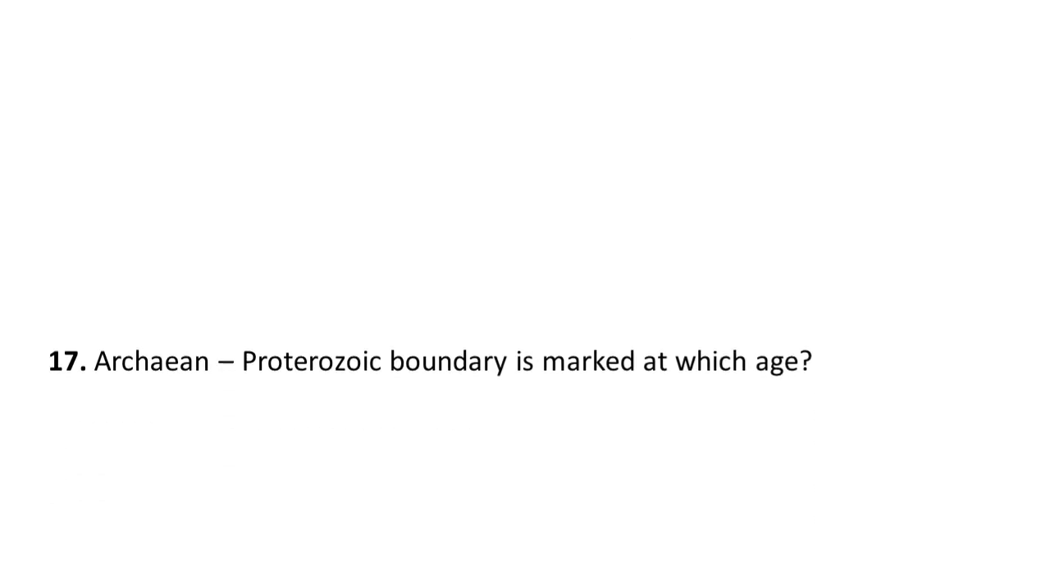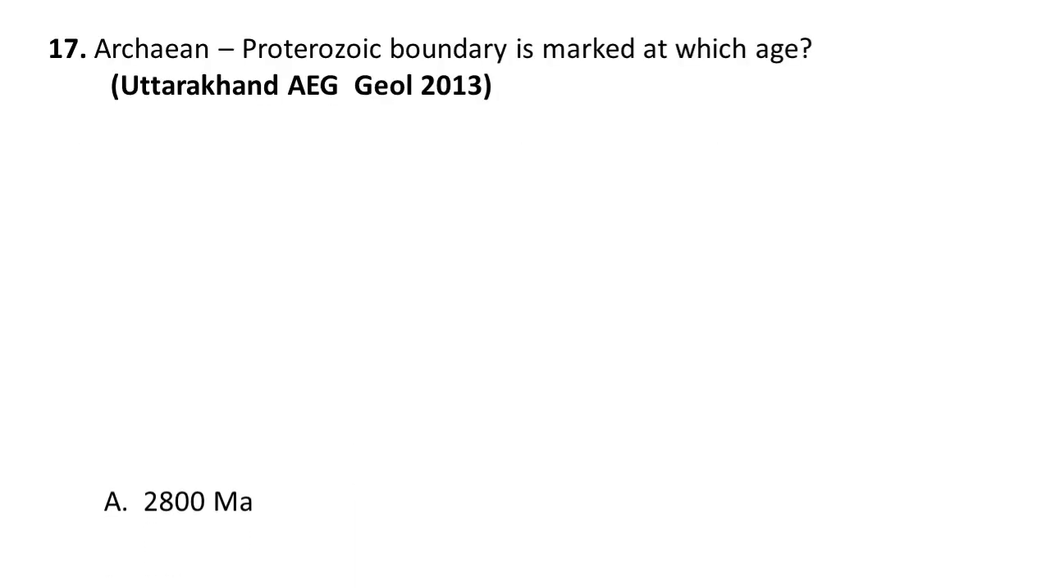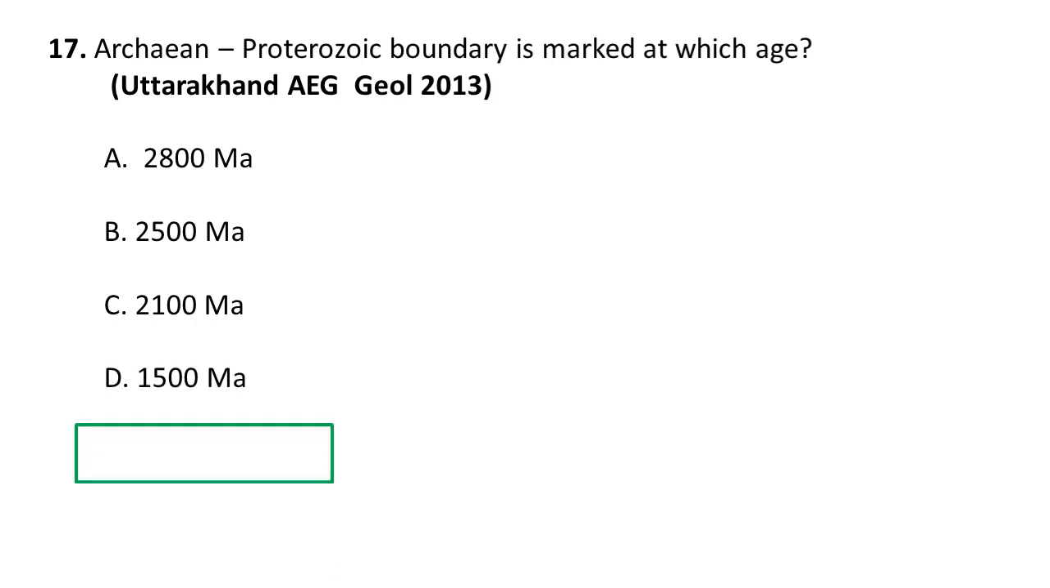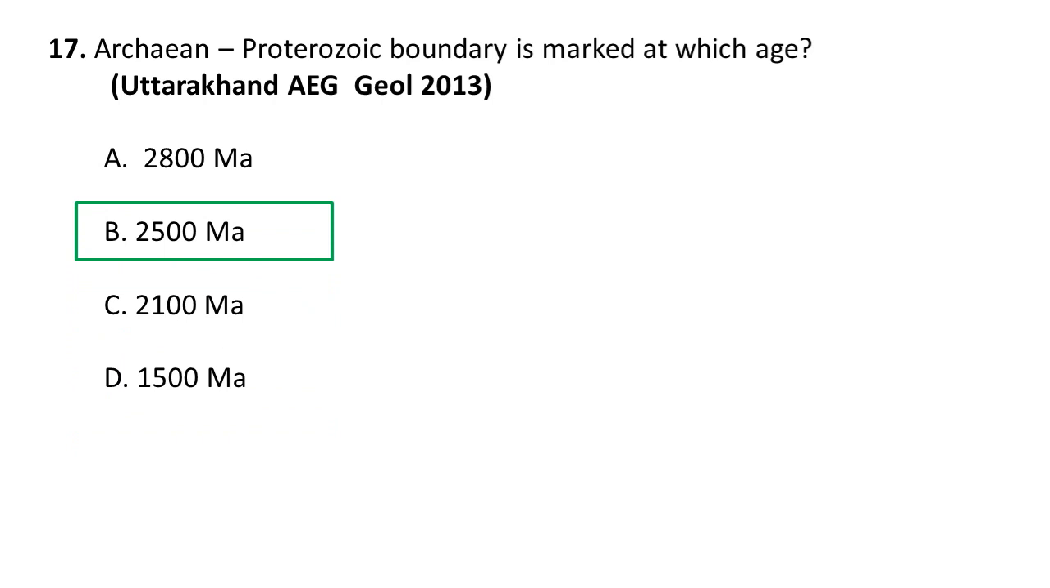Next question. The Archean Proterozoic boundary is marked at which age? A. 2800 million years, B. 2500 million years, C. 2100 million years and D. 1500 million years. So the Archean Proterozoic boundary is marked at 2500 million years. This boundary marks possibly the most dramatic change in the Earth's history. The Great Oxidation Event, also known as GOE, took place between 2.45 and 2.32 Ga, and it is part of the Archean Proterozoic transition rather than a sharp boundary, and postdates the currently established boundary. So B. 2500 million years is the correct answer.